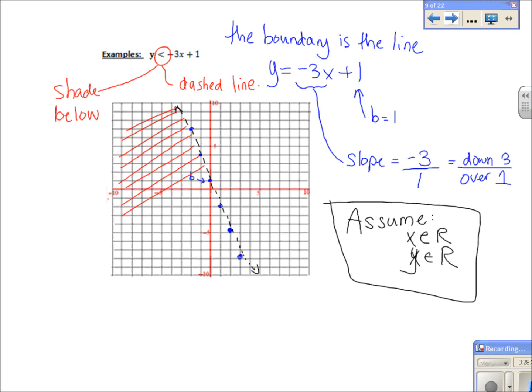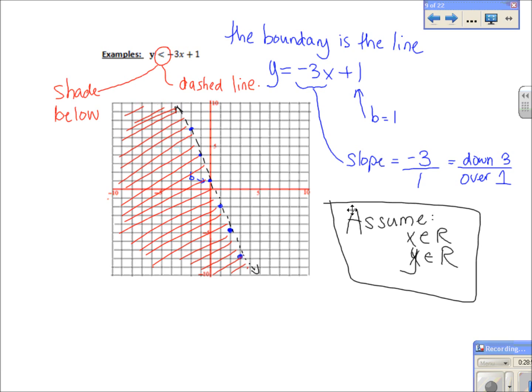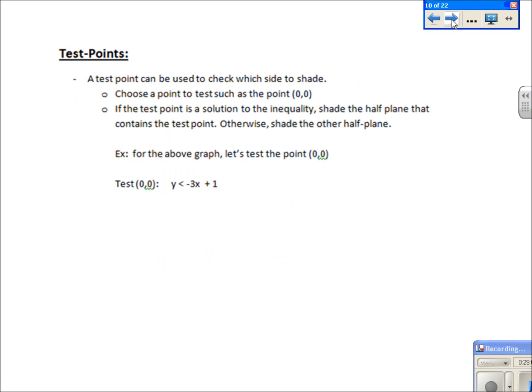On some graphs, it's very clear which side to shade, above or below. If you have any questions about which side to shade, maybe you're not sure whether to shade to the left or to the right, there is a quick way that we can figure out which side to shade. We can use what's called a test point. A test point is exactly what it says. It's a point that we pick and use to test and see if that point is included in the inequality.